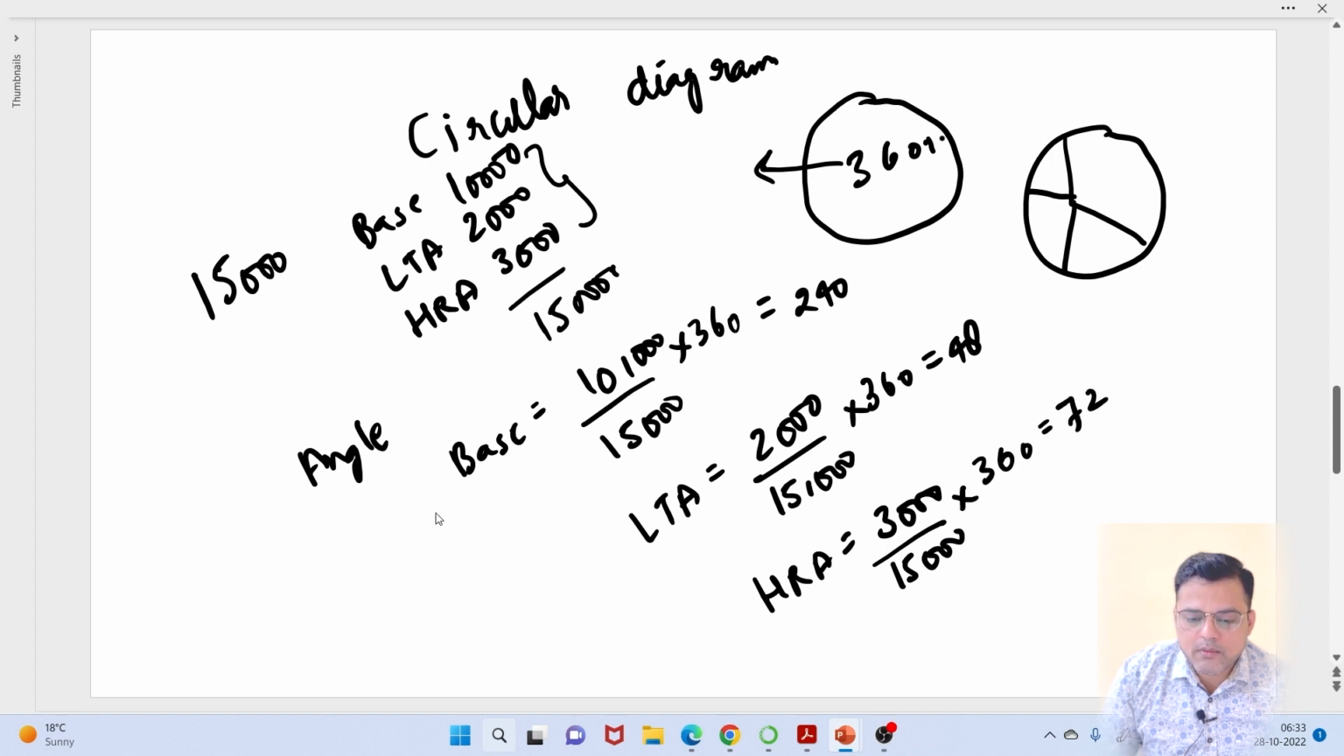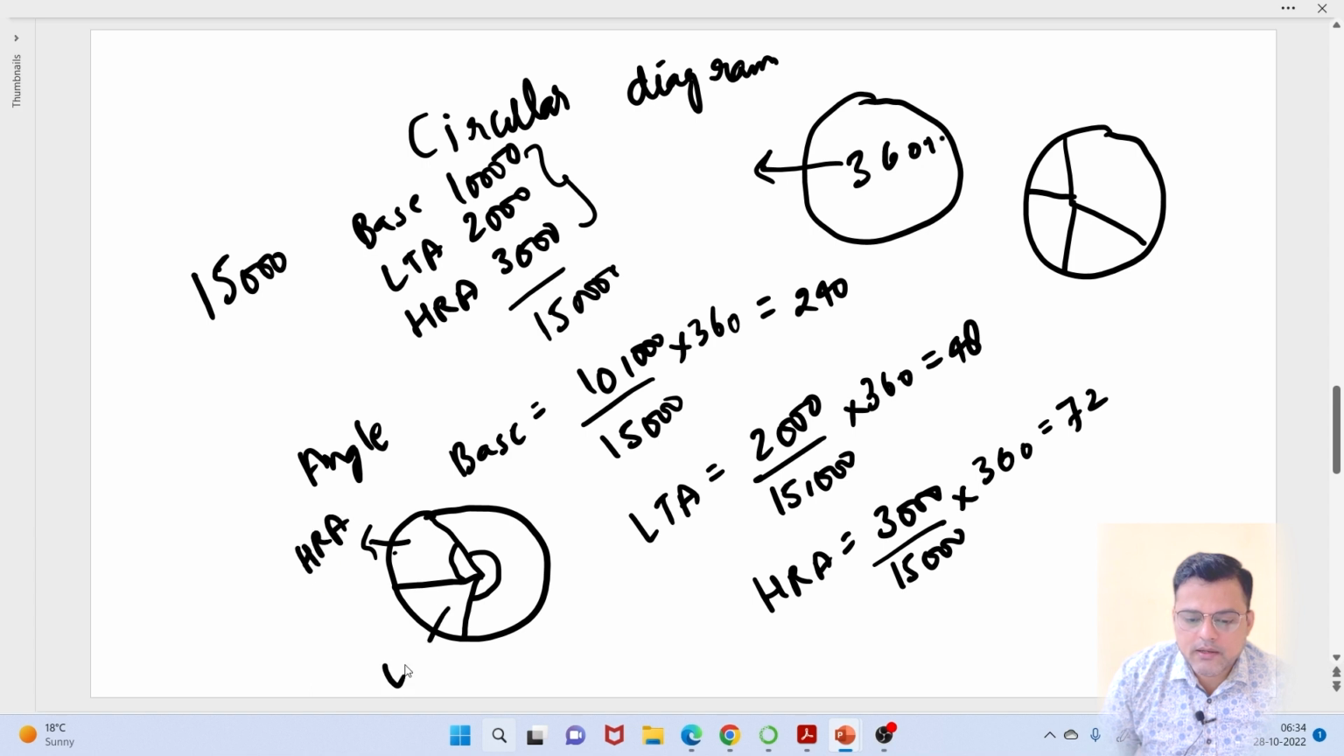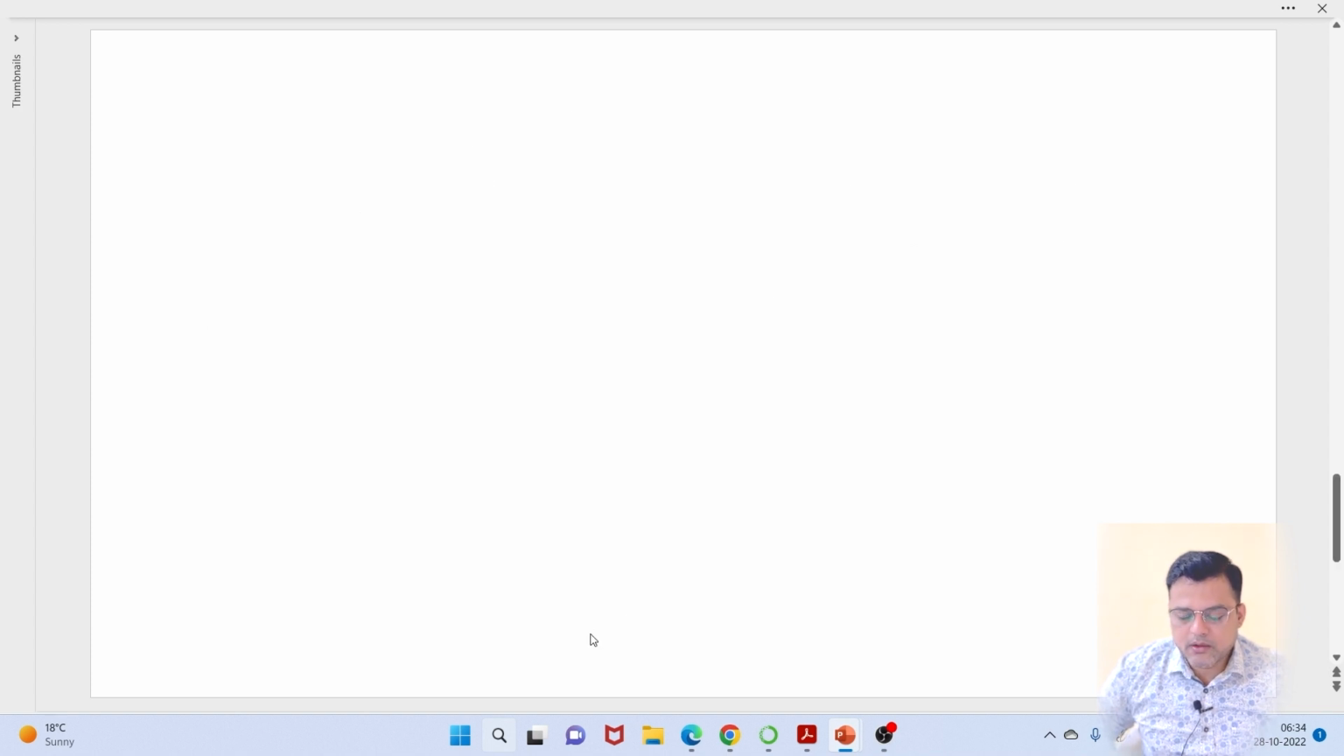Now if I have to plot the chart for this, this will be close to 240 degrees, and then I have 72 degrees. This is my HRA, this will be my LTA, and this will be my base. So this is called as pie chart. So pie chart also we use on many occasions.